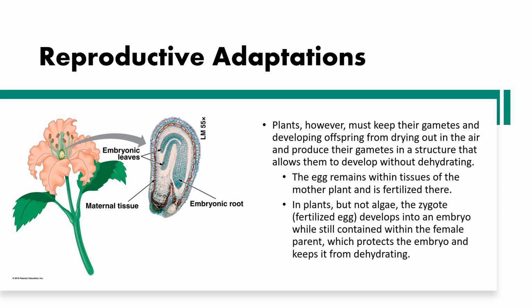And in plants, but not algae, the zygote is going to develop into an embryo while still contained within the female parent. So that's going to protect the embryo and keep it from dehydrating. So this is going to be different from algae, which would be out in the water.